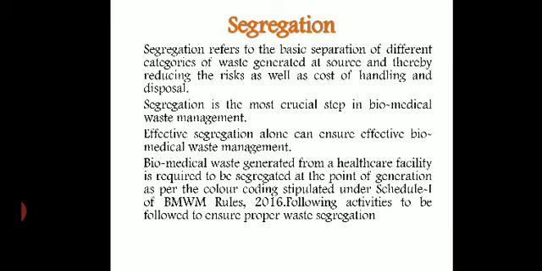Now, for any type of waste, the first thing we have to do is segregation. So what is segregation? Segregation refers to the basic separation of different categories of waste generated at the source, and thereby reducing the risk as well as the cost of handling and disposal. So it refers to the basic separation of different categories of waste, like syringes at one side, solid waste one side, liquid waste one side.